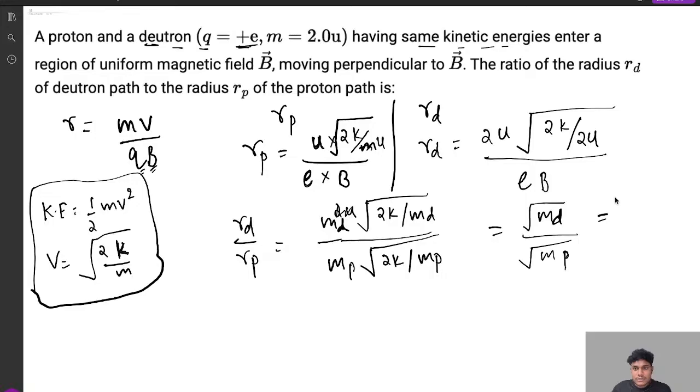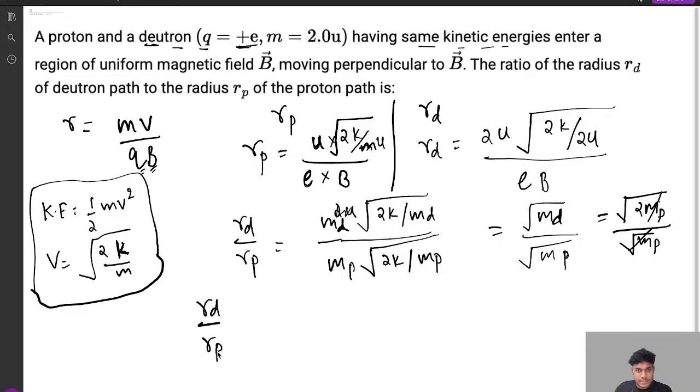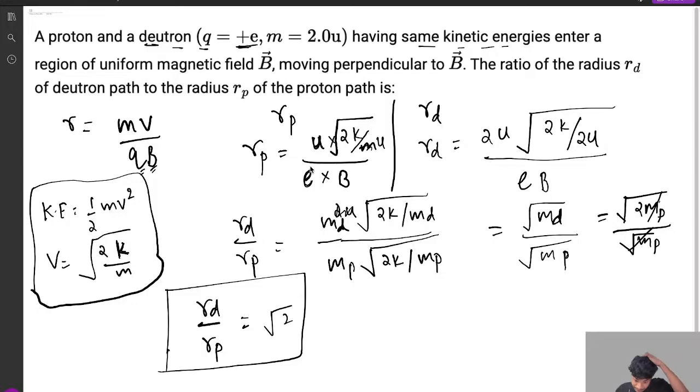Now, what is mass of deuteron? That is 2 times the mass of proton upon root mass of proton. From here we get this, cancel out this, and RD upon RP comes out to be root 2. Okay, understand this? You understand? Now move to the next question.